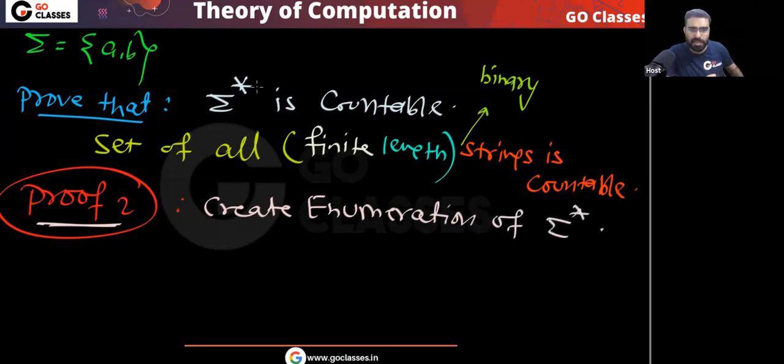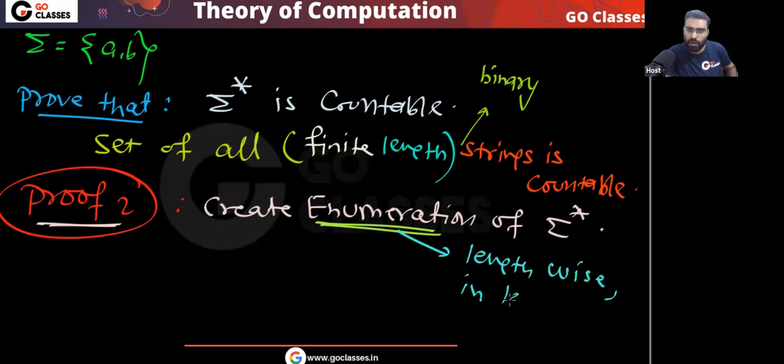You can put them in a sequence. All the finite length binary strings, you can put them in a sequence. This enumeration you can create lengthwise in lexicographic order. Dictionary order, I can say. Is this clear? Lengthwise in dictionary order you can put.